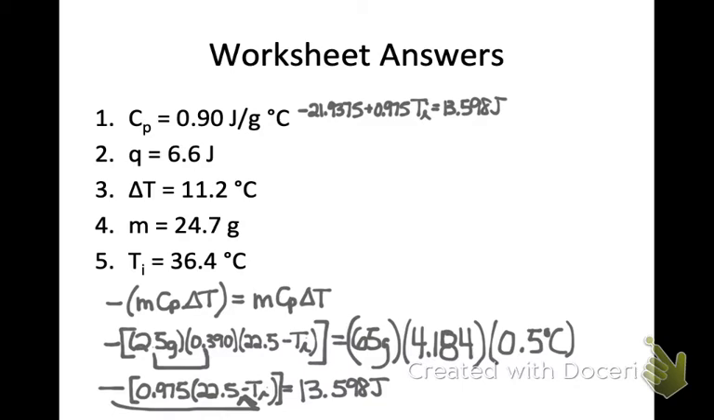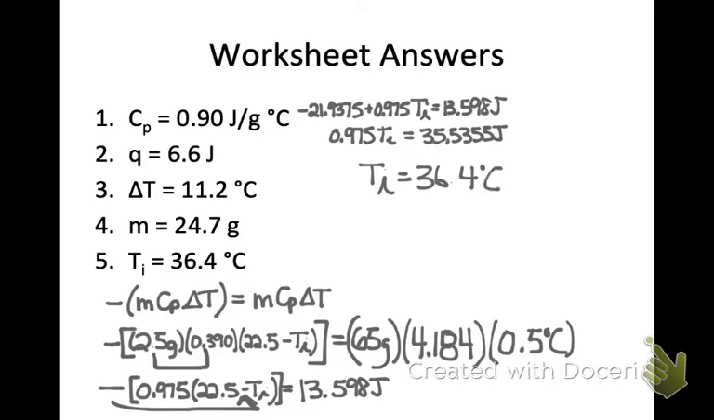Now I can combine like terms on both sides and solve for Ti. So I add 21.9375 to both sides, and then I end up with 0.975 Ti on this side equal to 35.5355. And notice I'm writing out all of the digits because of rounding at the end. I don't want to round twice. And then I'm going to divide by 0.975, and when I do that, I get 36.4 degrees C.